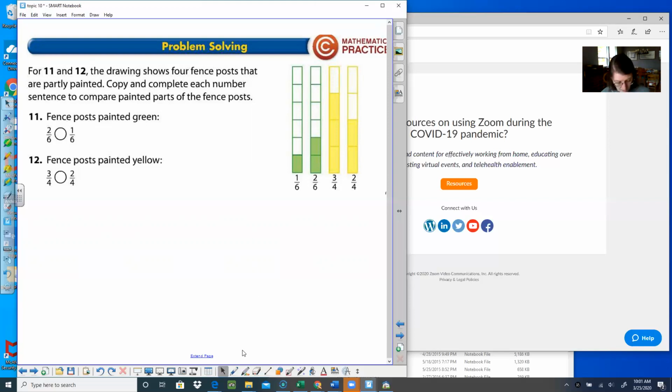So for number 11, you have 2/6 and 1/6. You are trying to decide which one has more shaded green. The alligator wants to eat that one. And then number 12, fence post painted yellow, you are writing 3/4 and 2/4. So you are looking at these guys over here and you are deciding which one has more painted. The alligator wants to eat that one.